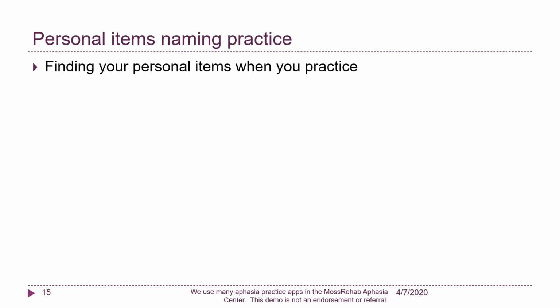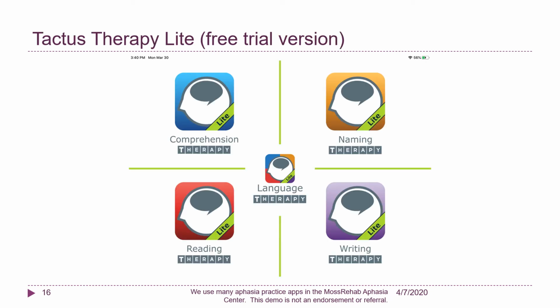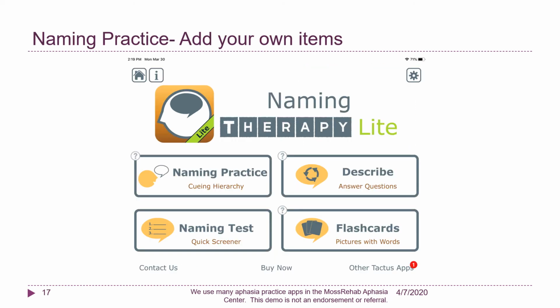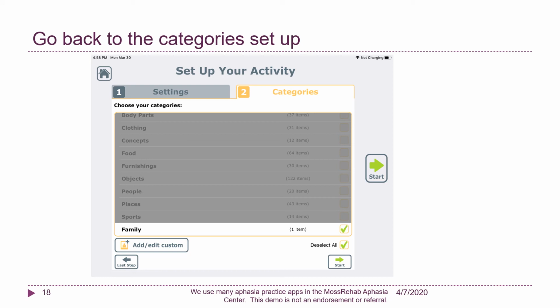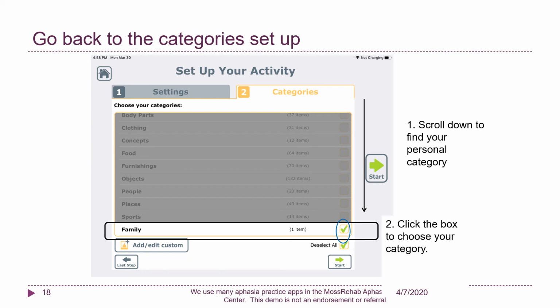So now just a few words on how you can find your personal items when you practice. So again, you'll open the Tactus Therapy app, and we were working in naming therapy, so we'll choose naming. And then again, we were working in naming practice, so I would click on naming practice. Then I go back to my set up your activity page, go back to categories, and you'll have to scroll all the way down to the bottom to find your personal category that you added. And then you will click on the box, make sure there's a check mark in the box to choose your category. And then you hit start.